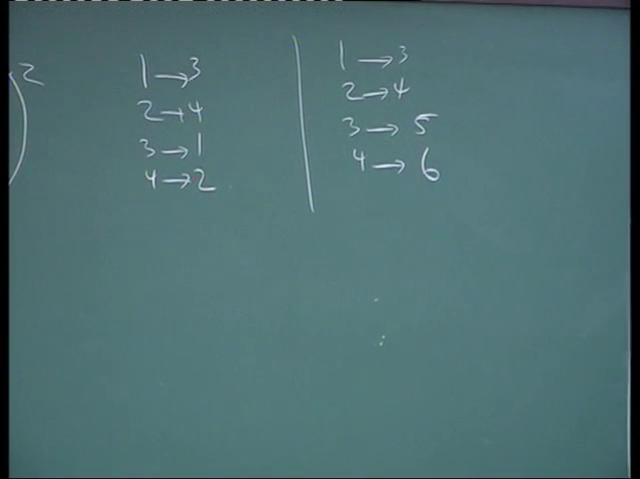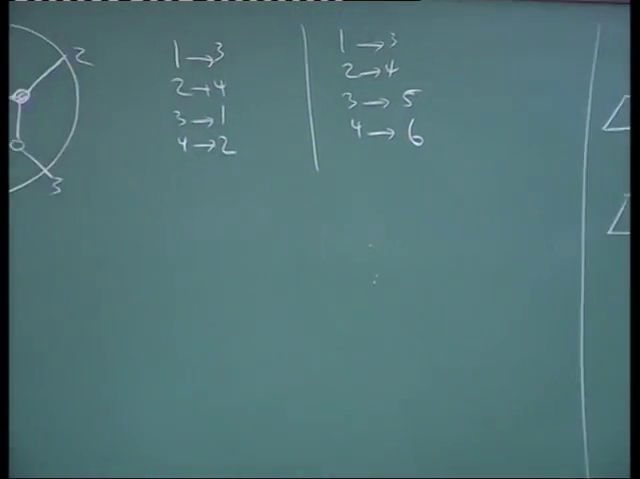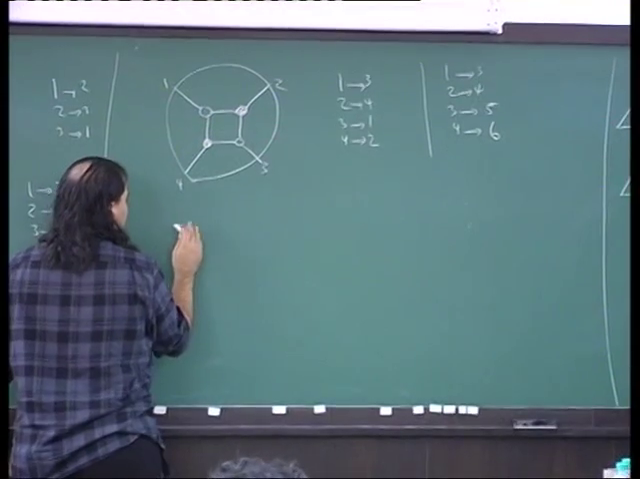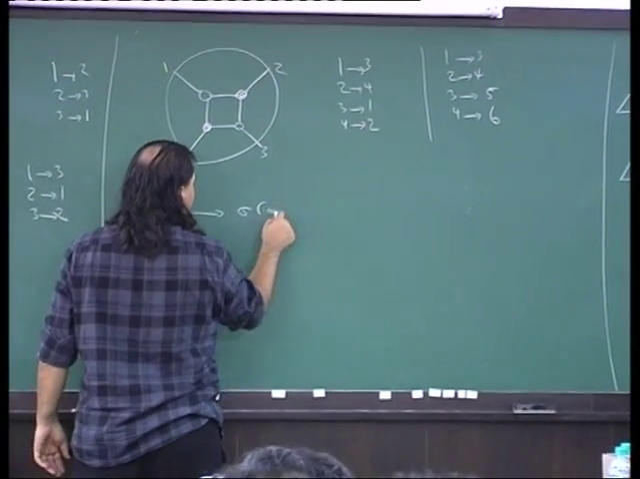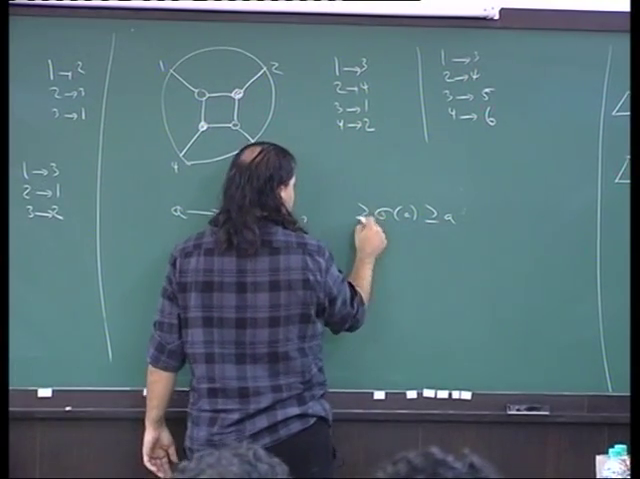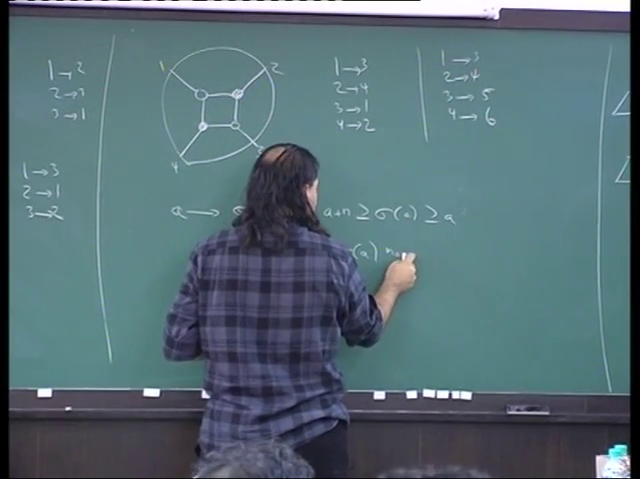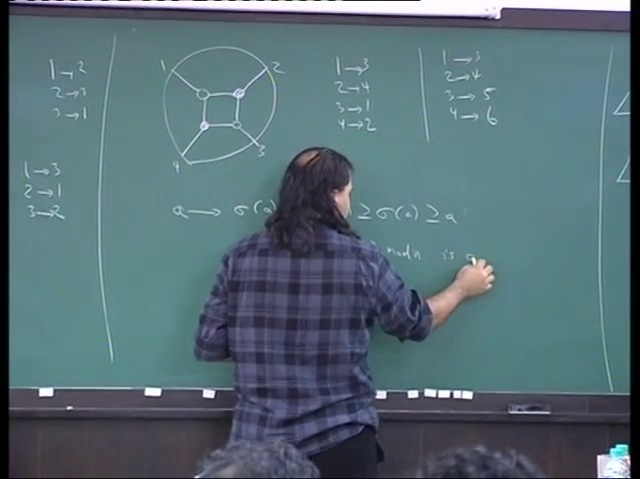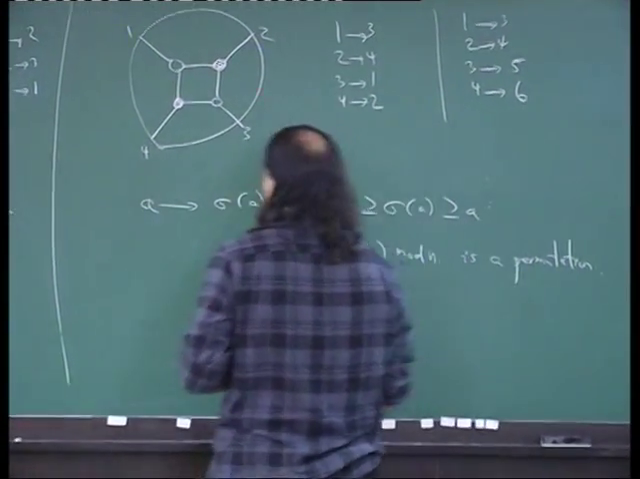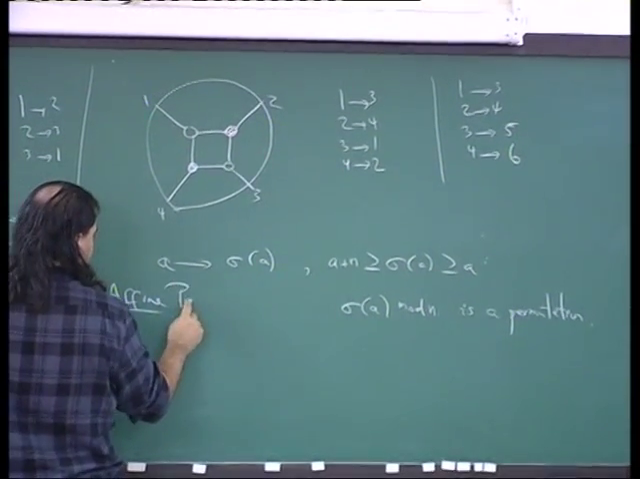Because I have 4 labels. So this is a decorated permutation, an affine permutation. It has many different names, but it's A goes to sigma of A, where sigma of A is just defined to be greater than or equal to A and less than or equal to A plus n, and where sigma of A mod n is a normal permutation. This is an affine permutation.